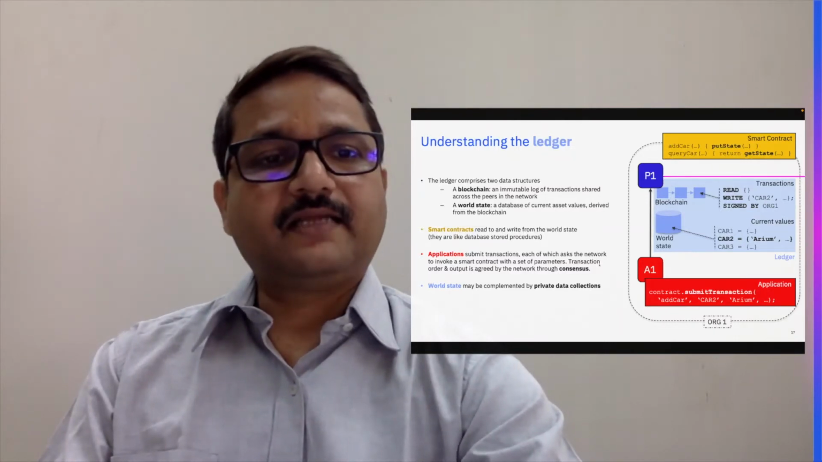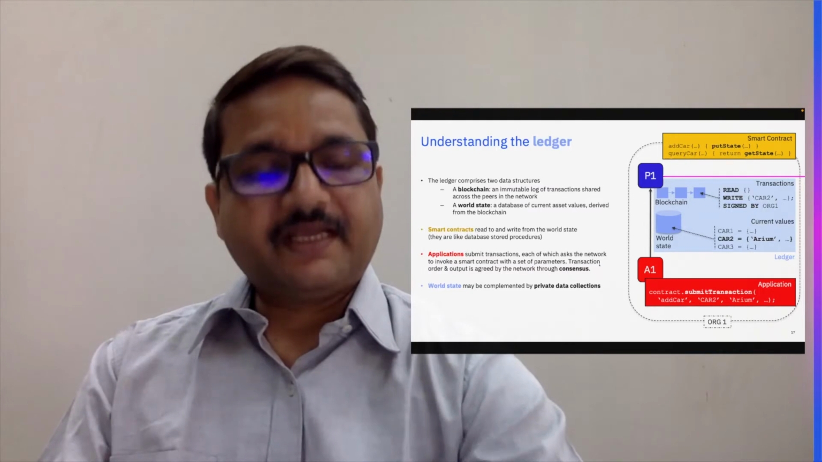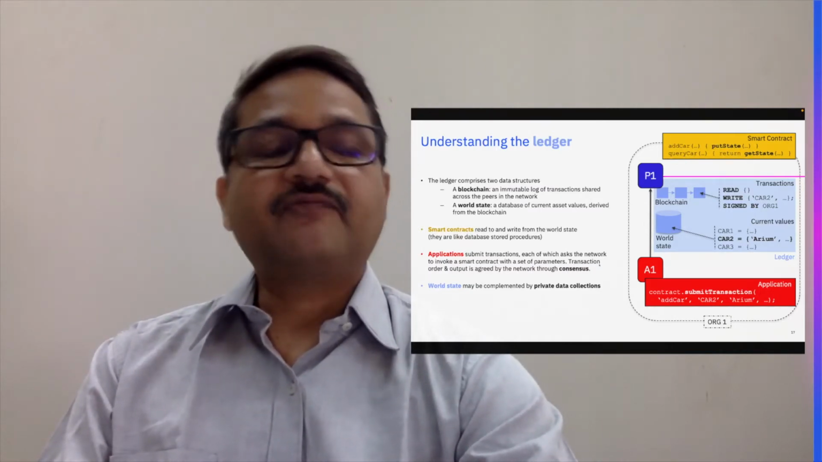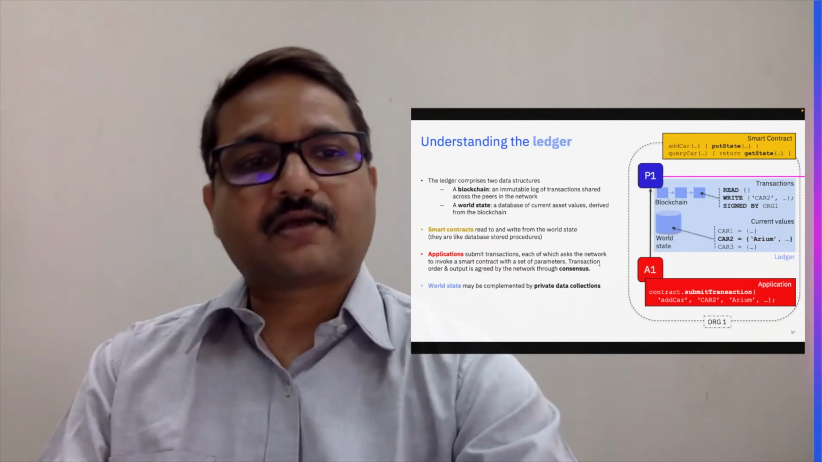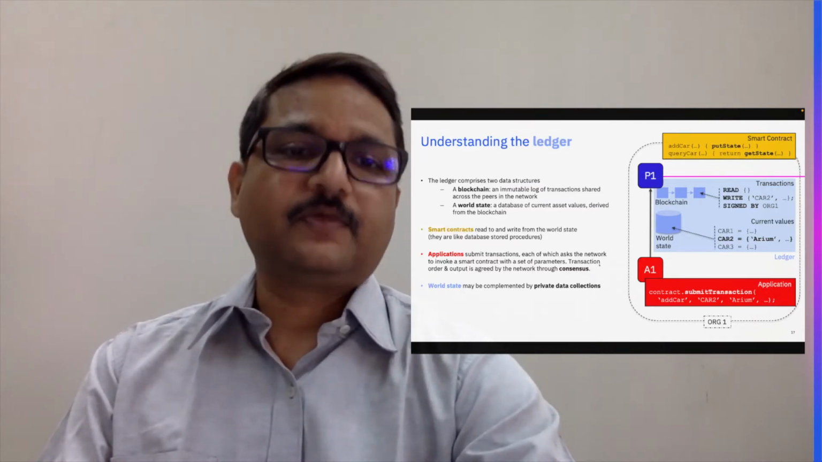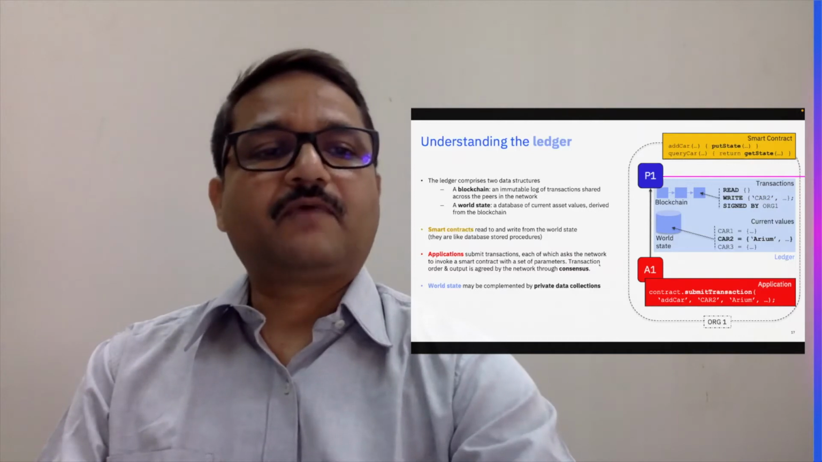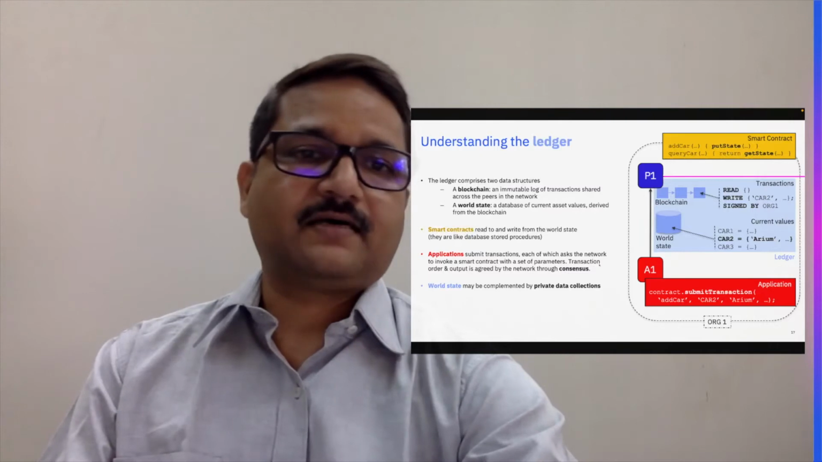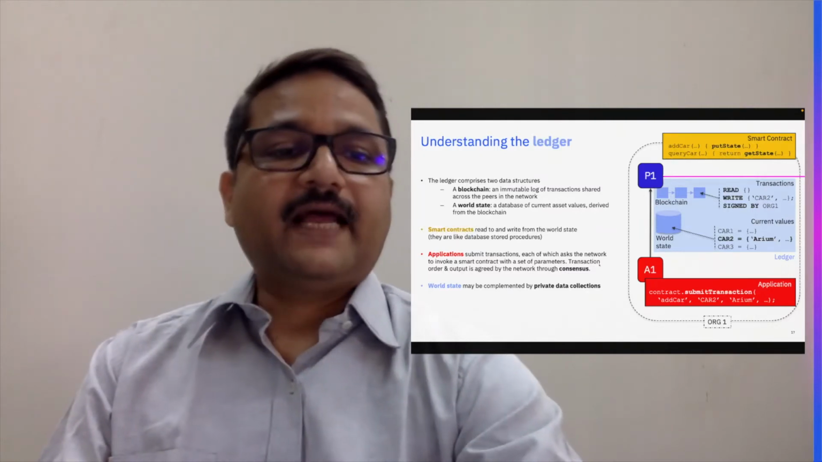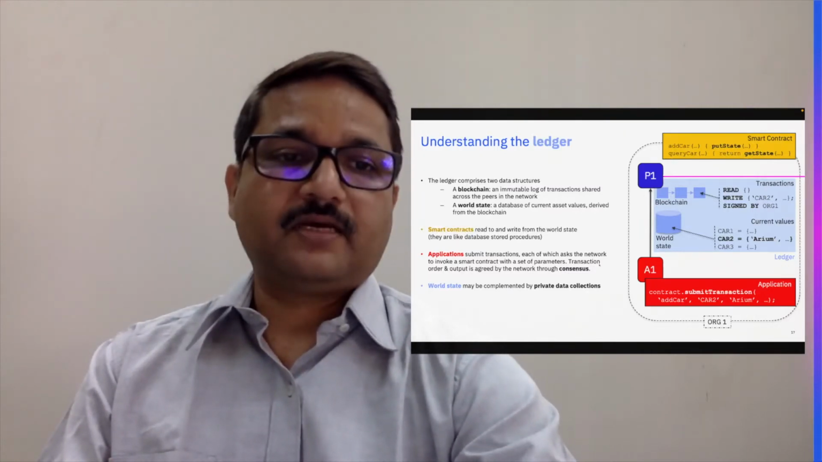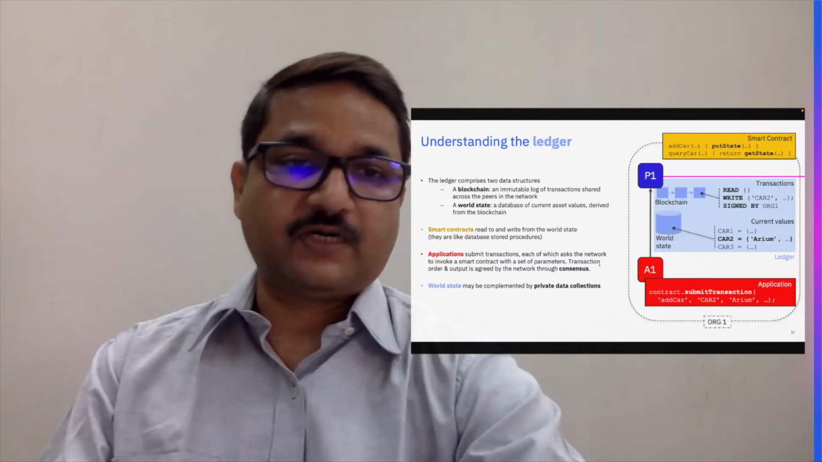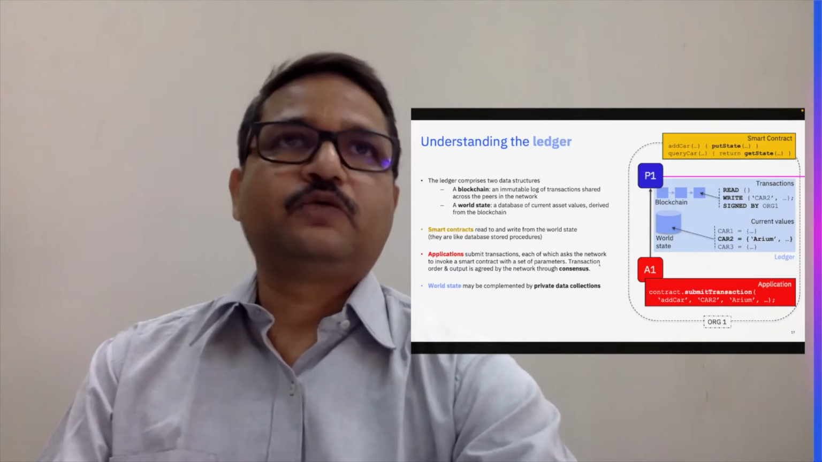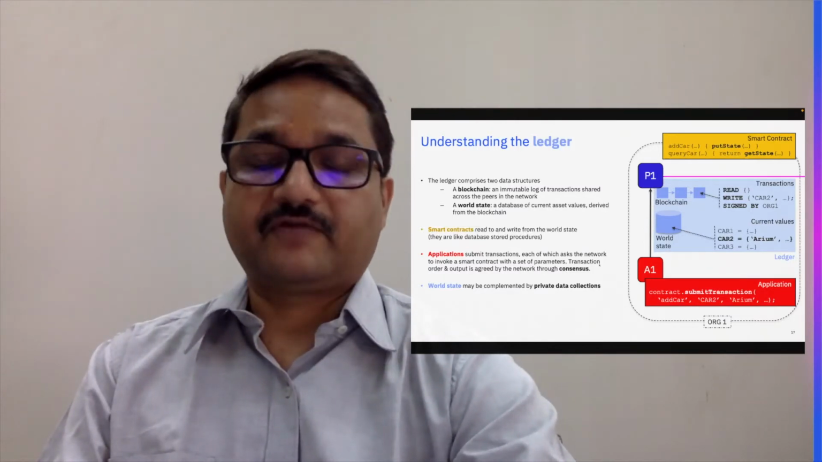Let me give you another simple example to understand this. Let's say there is a car1. The initial owner of the car is Bob, and then Bob sells car1 to, let's say, Tom. The ownership of car1 by Bob goes into the blockchain as a ledger entry, and the current owner, which is Tom, gets recorded in the world state. So the world state will say car1 equals Tom, and in the blockchain you will have Bob as the earlier owner of it.